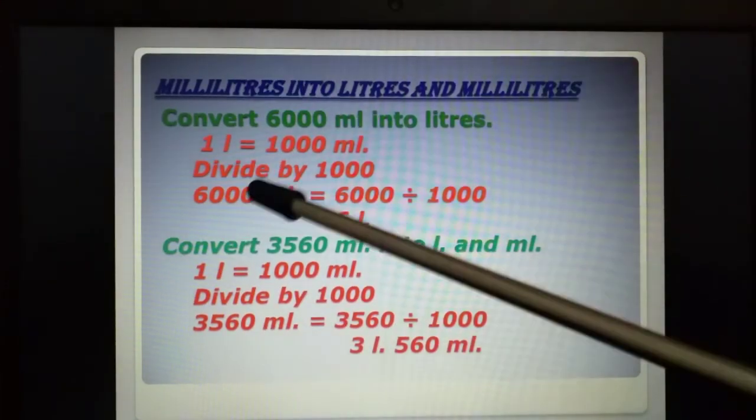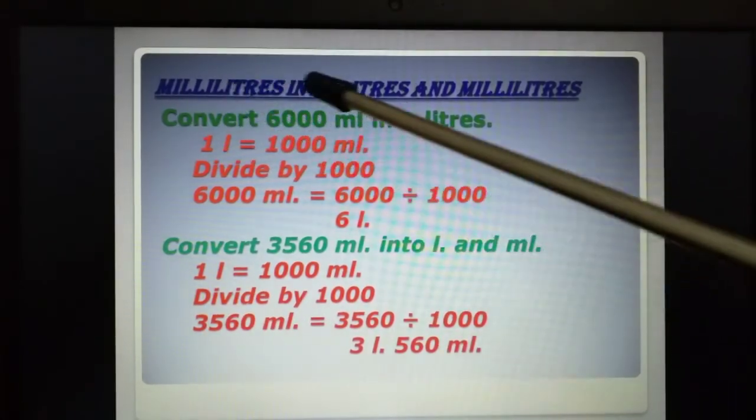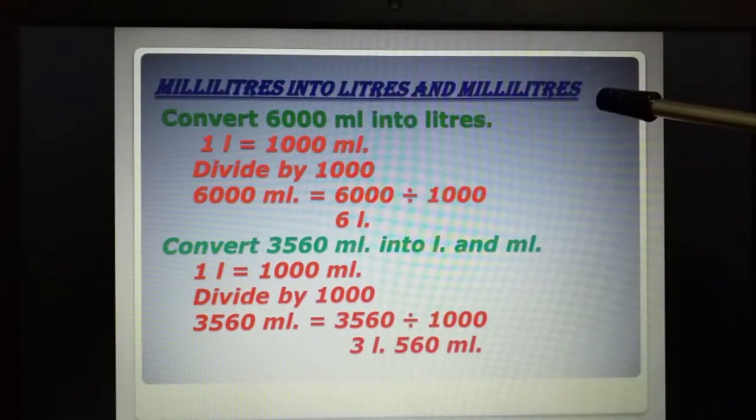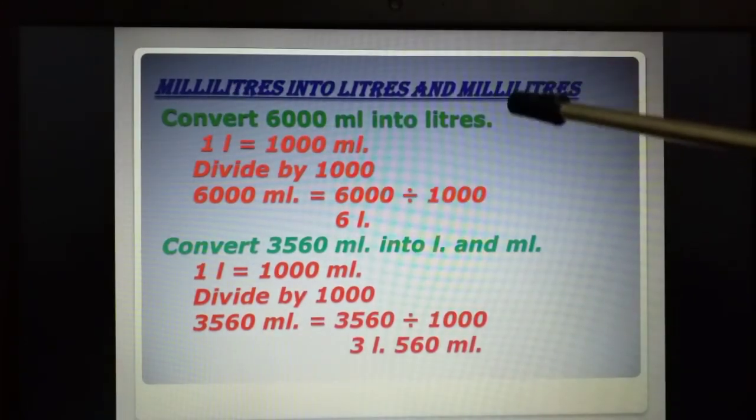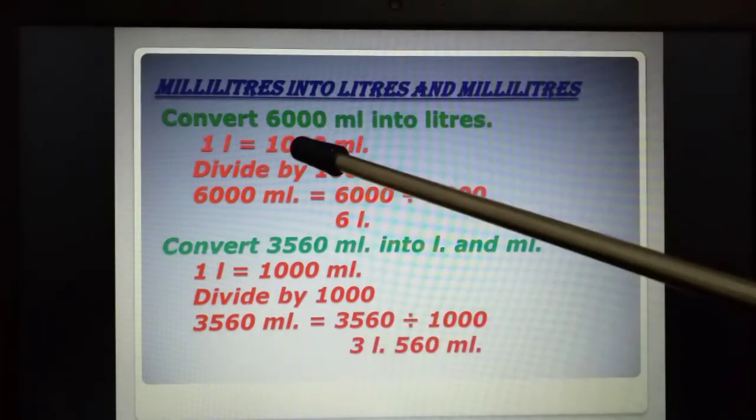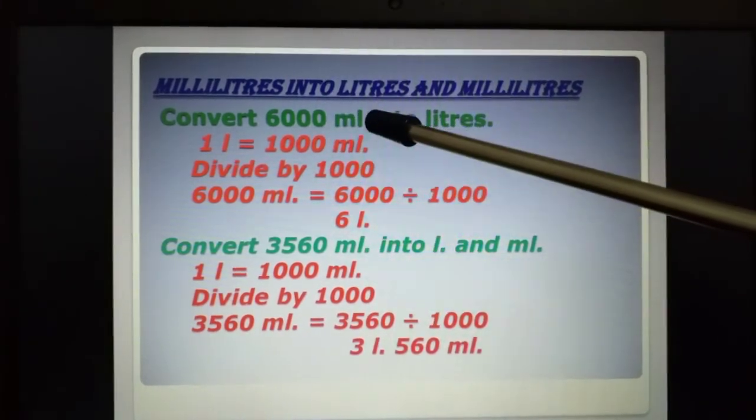Now next, we have to convert milliliters into liters and milliliters. To convert milliliters to liters, that means smaller unit to bigger unit, we have to divide the number of milliliters by 1000.